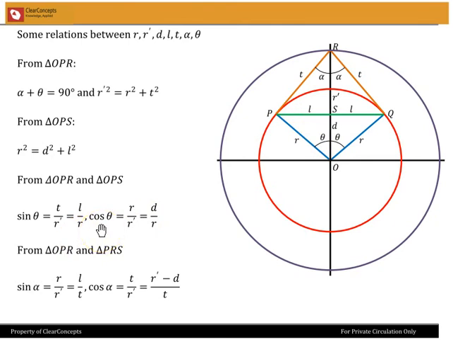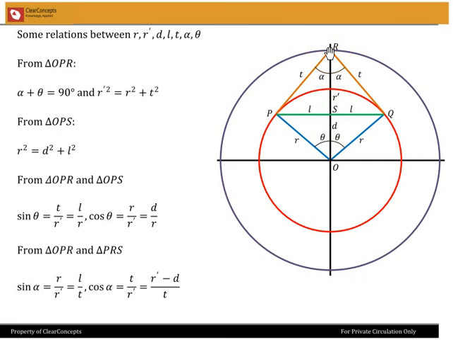Cos theta is adjacent by hypotenuse. So for triangle OPR, that would be r divided by r dash. And for triangle OPS, that would be d divided by r. So you can see that there as well. Also now from triangles OPR and PRS, we can get some relations for alpha. So from triangle OPR, again sine alpha is opposite by hypotenuse, so we get r divided by r dash.